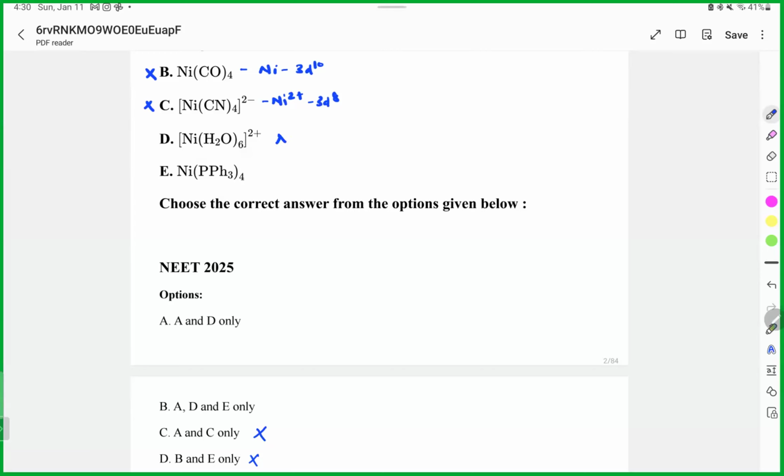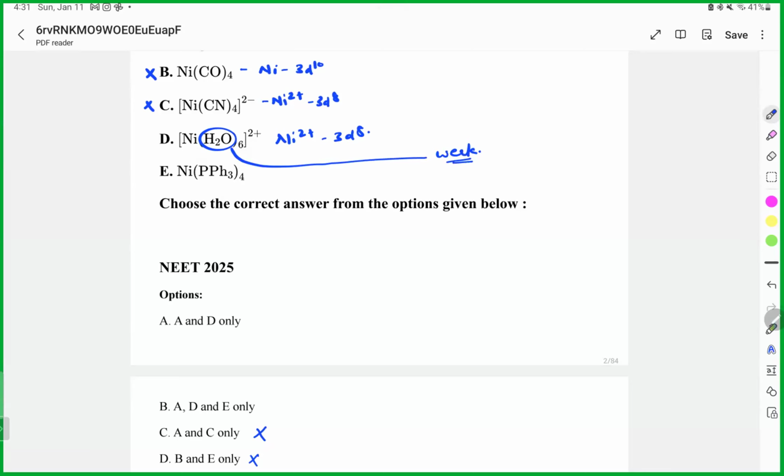Here, nickel will be again 2 positive, and if it is 2 positive, it will be 3d8, and if it is 3d8, it will be paramagnetic because of weak ligand water. Water will be considered a weak ligand in case of nickel because no chelating nature is present here.